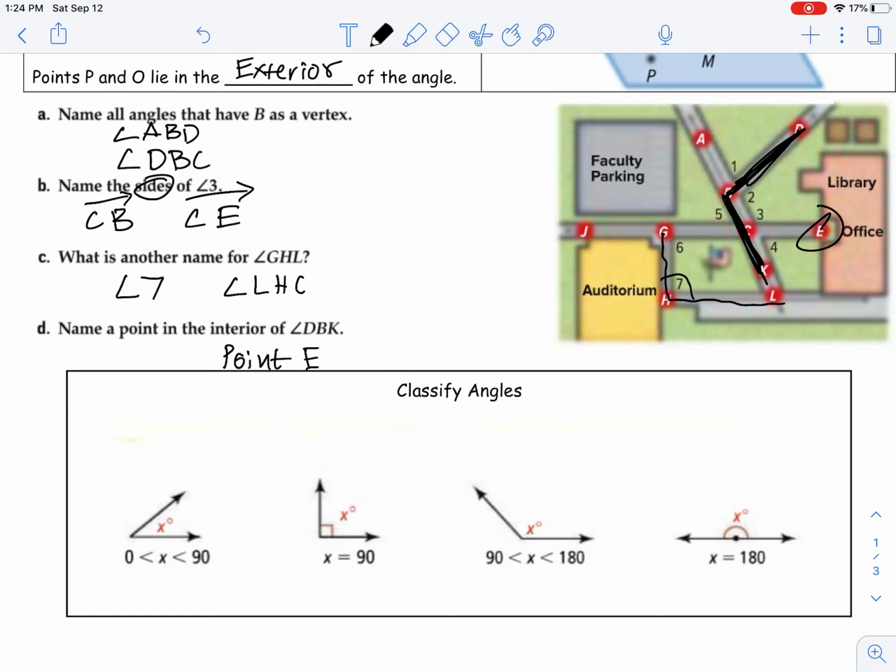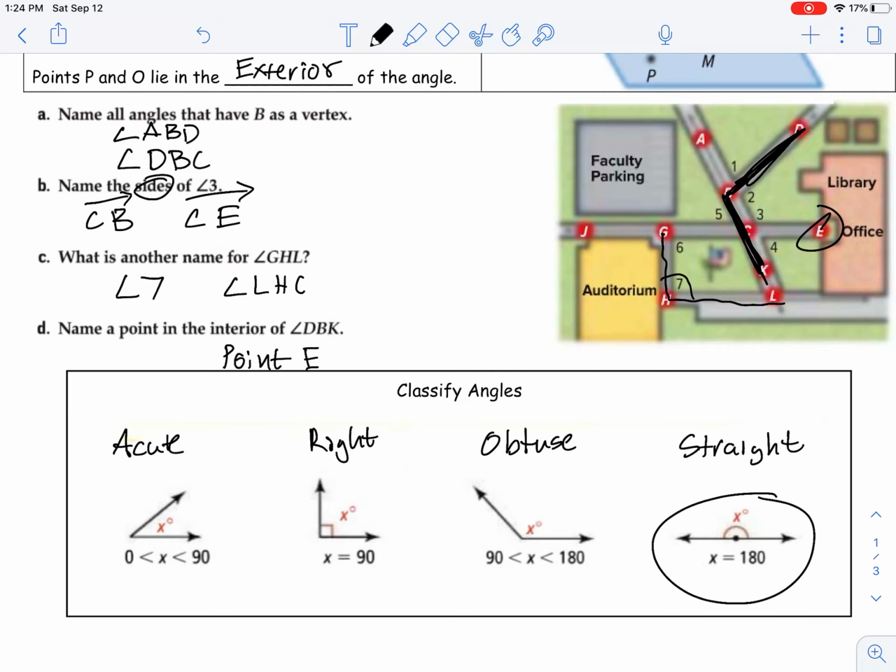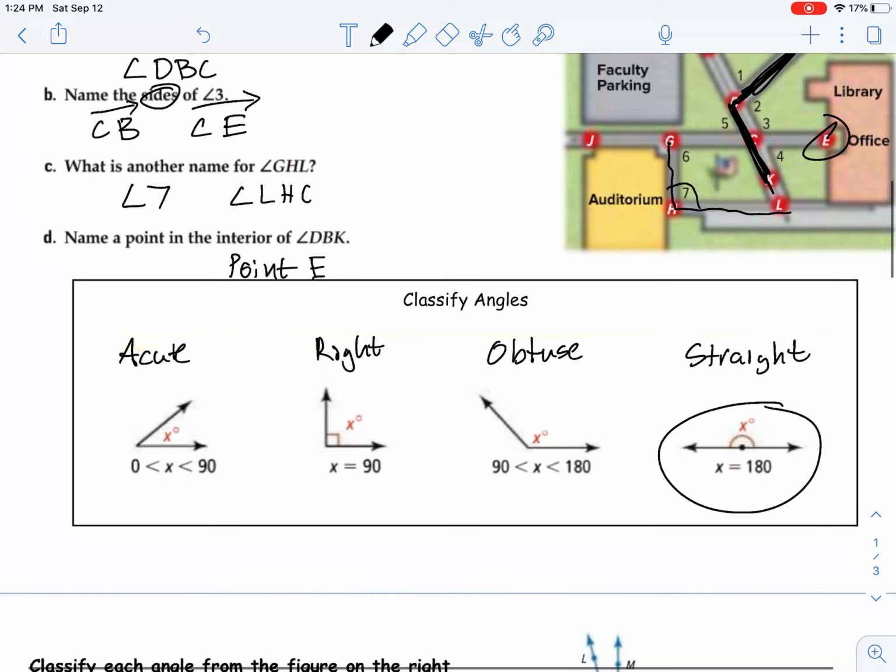All right, we're classifying angles now. You've seen this before, so I'm going to make it quick. This is an acute angle. This one is a right angle. This one is obtuse. And this one is straight. Straight angles are the ones that you might not have seen before. That's just a 180-degree angle.